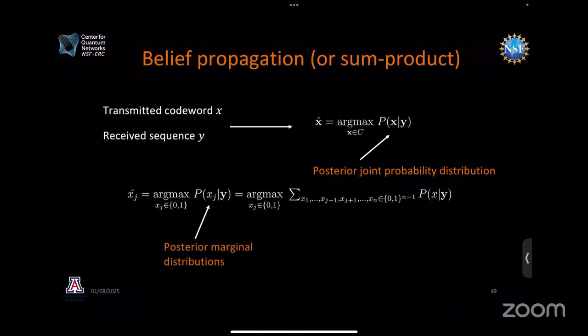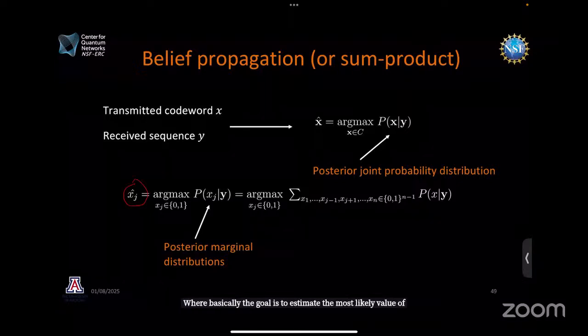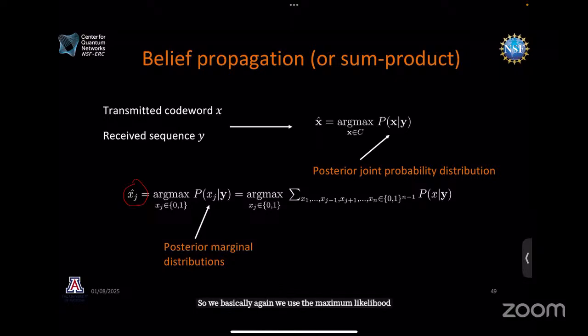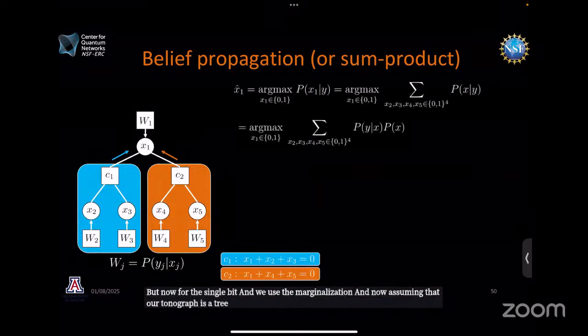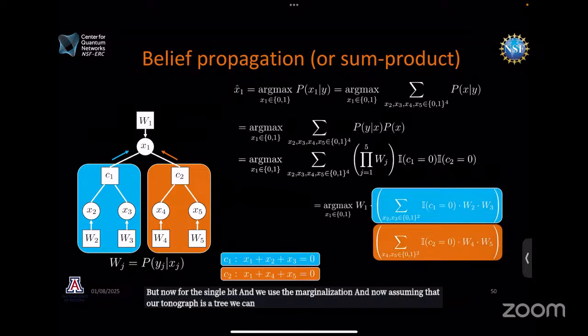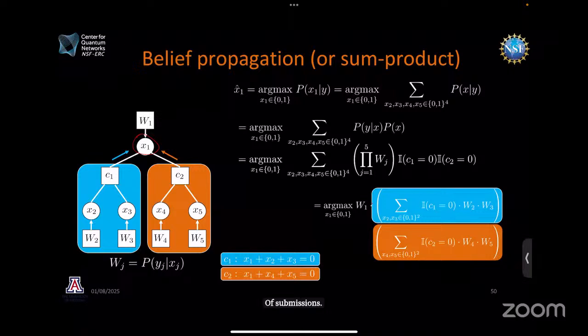where basically the goal is to estimate the most likely value of each bit. So again we use the maximum likelihood decoding rule, but now for the single bit, and we use marginalization. And now assuming that our Tanner graph is a tree, we can do some mathematical manipulation, and we can see that the estimate for x1 can be represented as a product of summations of probabilities. And this is why the algorithm is called sum product.